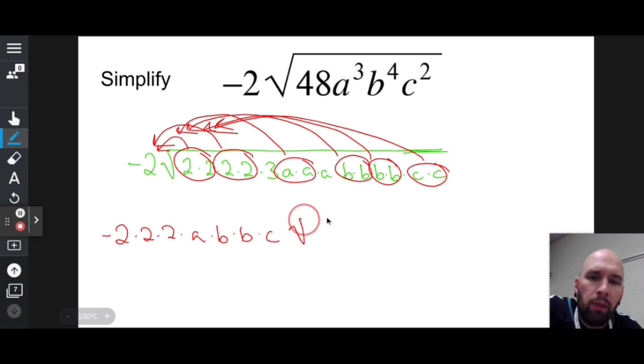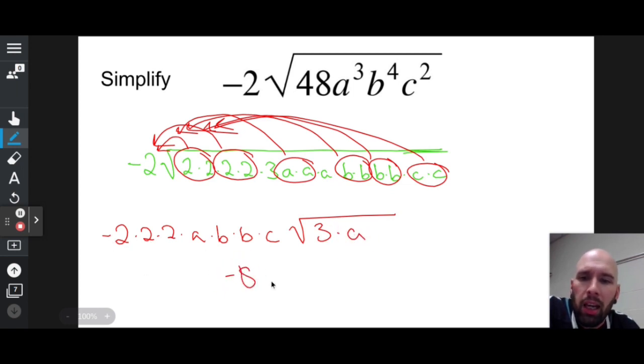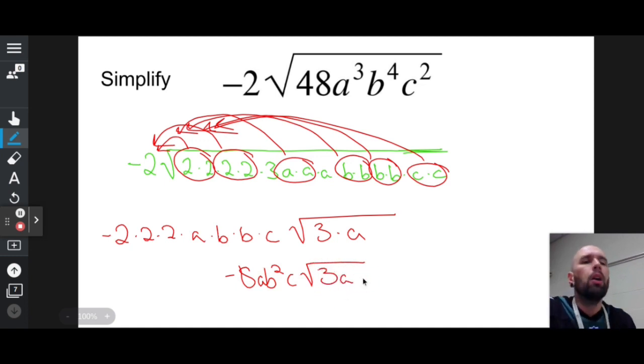And what do we have left over? A 3 and an a, so a 3 times an a. Negative 2 times 2 times 2 is negative 8. a, b squared, c, and then what do you have? 3a. So this was focusing on square roots and square roots alone.